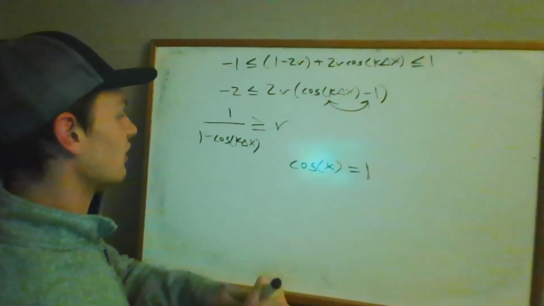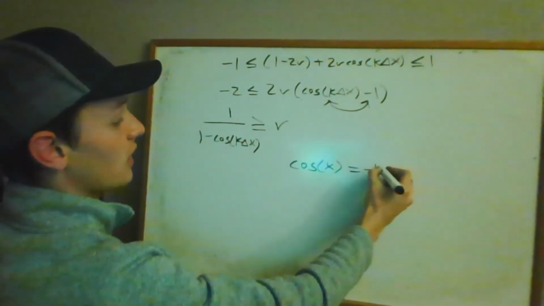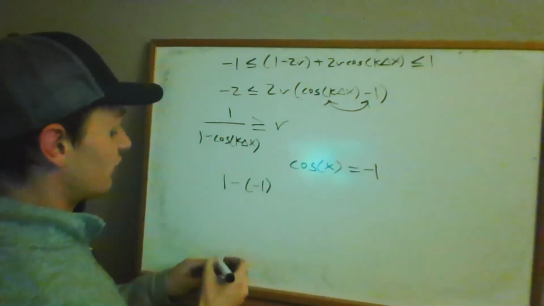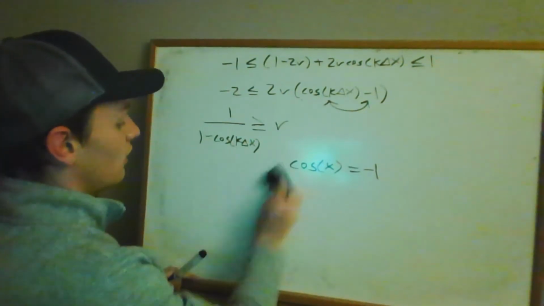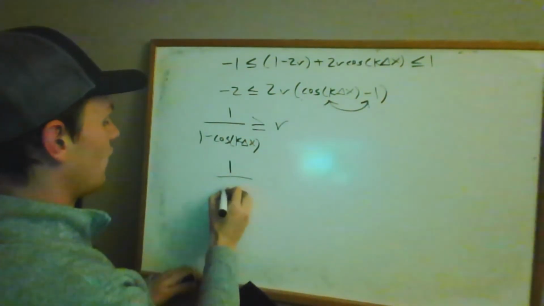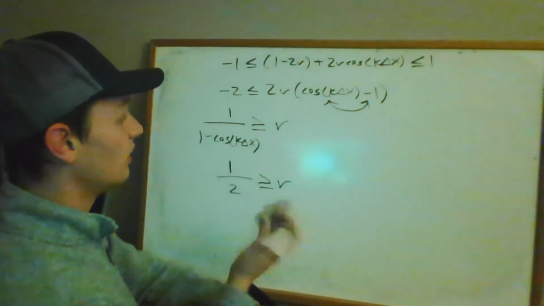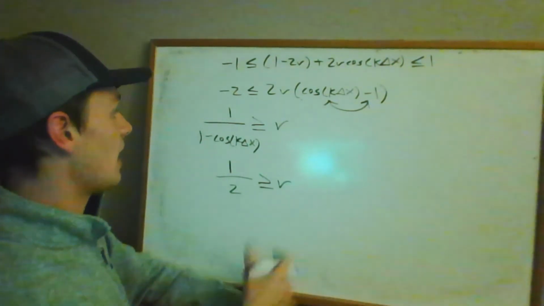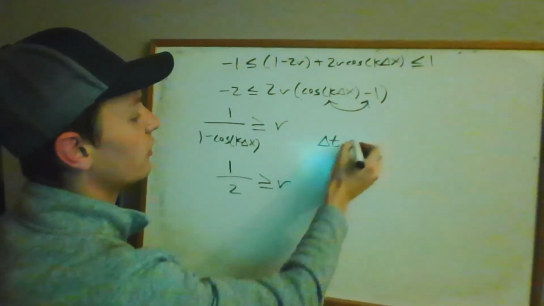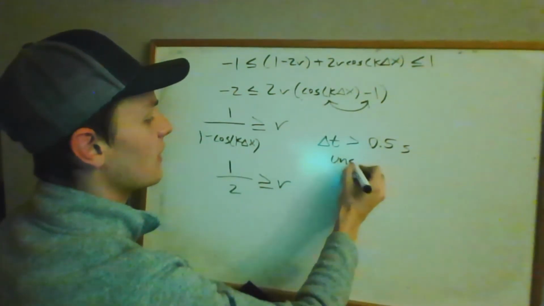So the alternative here, of course, is that this cosine value can become negative 1, right? So 1 minus negative 1, of course, is 2. And what do you know? This tells us that our constant r value here must be less than or equal to 1/2. And that is actually consistent with the observation that we made in the previous video, where our time step, clearly, once this was above 0.5 seconds, we were unstable.